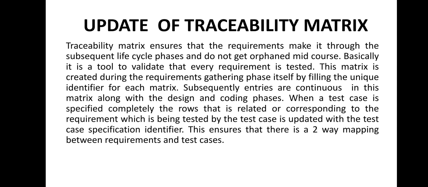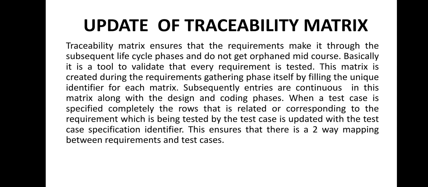Subsequently, entries are continued: the row corresponding to the requirement being tested by the test case will be updated again and again with the test case specification identifier. The main thing is the identifier. That means if anything is related to a particular test case, it will be updated by the test case identifier. Okay, so here two-way mapping will be there between requirements and test cases.